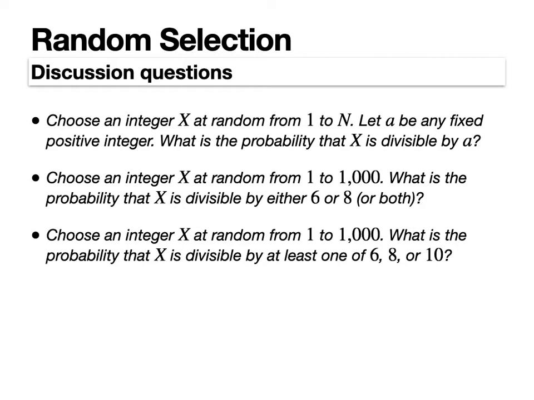It's not a trivial question. This one's going to take some thought. The third one is much along the lines of the second one. I think once you can solve the second one, you'll be able to solve the third one. Choose an integer at random from 1 to 1,000. What's the probability that it's divisible by at least one of 6, 8, or 10? So again, we'll talk about those more in class, but you might want to give those some thought now so you'll have some place to start from.